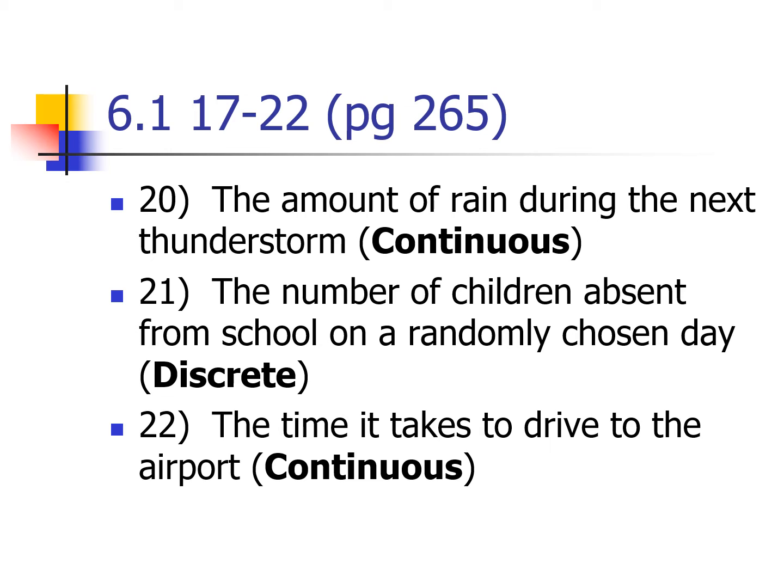Number 21, the number of children absent from school on a randomly chosen day. Those poor children, they're going to miss out on math class, right? There's that keyword, number of. So anytime we're counting something, we're going to think of that as discrete, right? There could be 10 children absent, 11 children absent. Doesn't make sense to say 10.2 children absent.